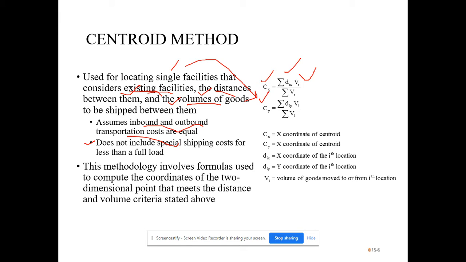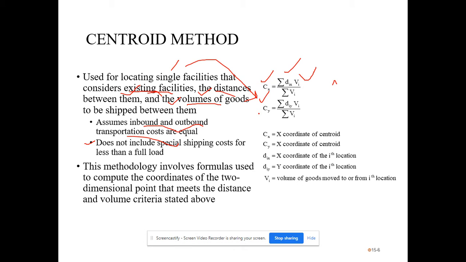is: the x coordinate for this centroid is the summation of distance from the existing, suppose it's location 1, distance from location 1, and then the volume that is transported between them, then plus distance d2 from the second location, and then volume 2, similarly depending on the number of existing facilities, and then you divide it by the summation of the volume that is transported between them.